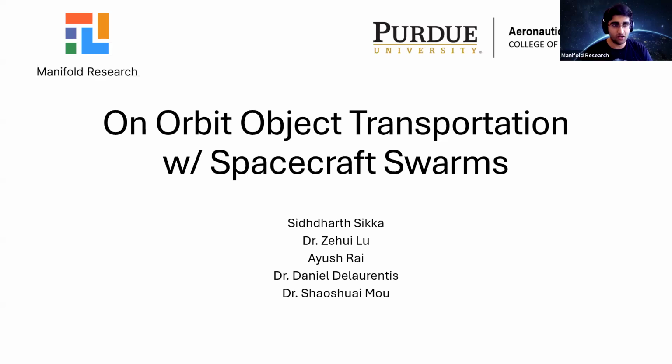So today I will be presenting two things. One of them is some recent work from our lab on cooperative transportation of an object in orbit. And the second one is a project that's ongoing at Manifold. It's in early stages, but there's a lot of rapid, exciting progress there, which is focused on modular, self-assembling space structures. So let me go ahead and jump right into it.